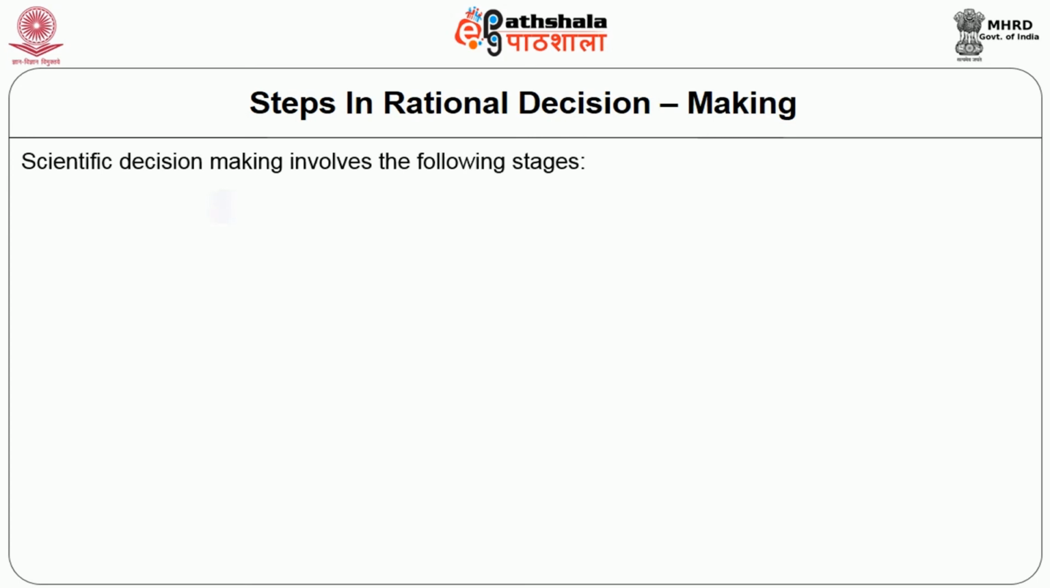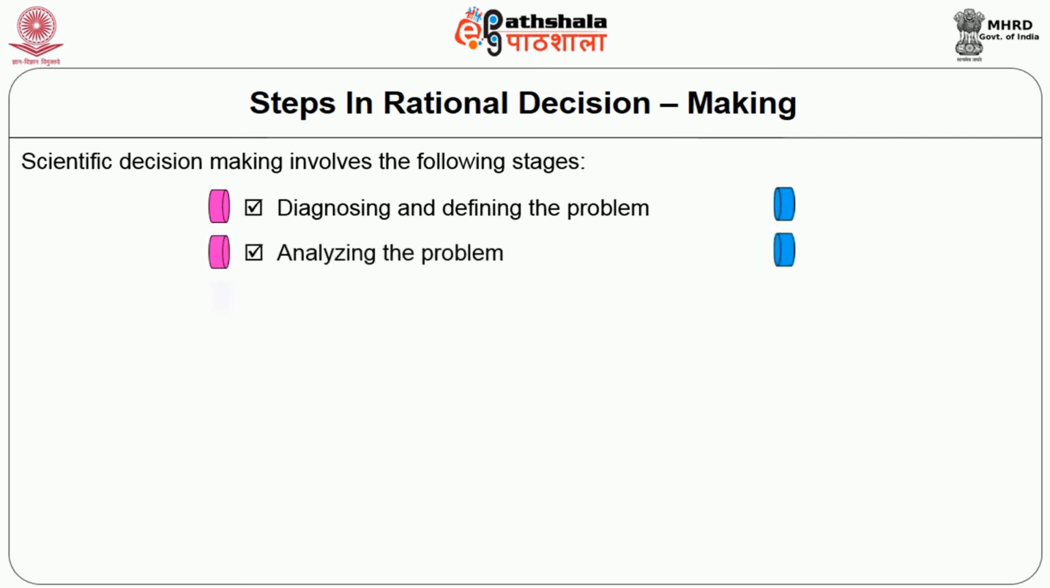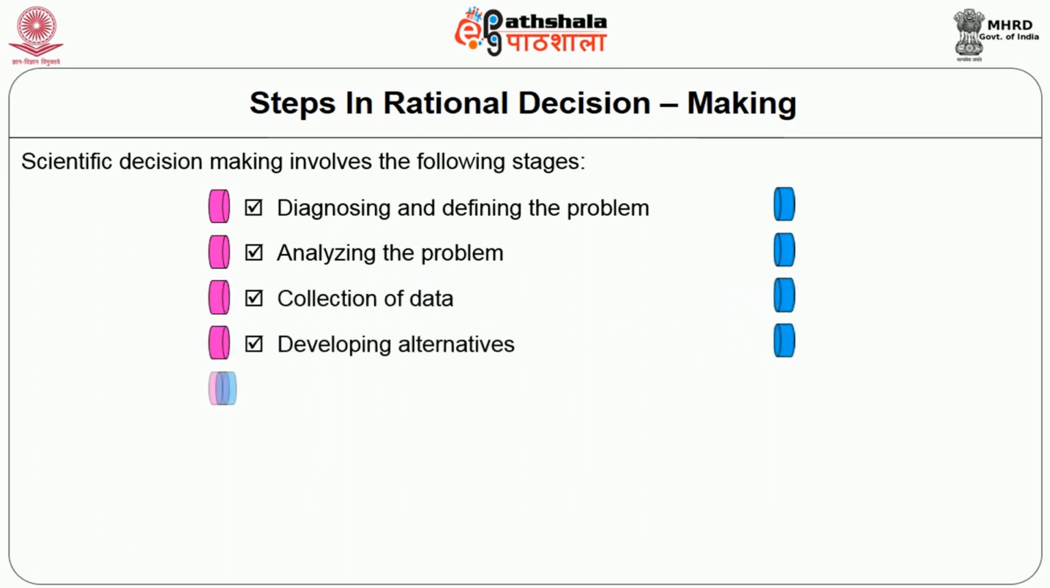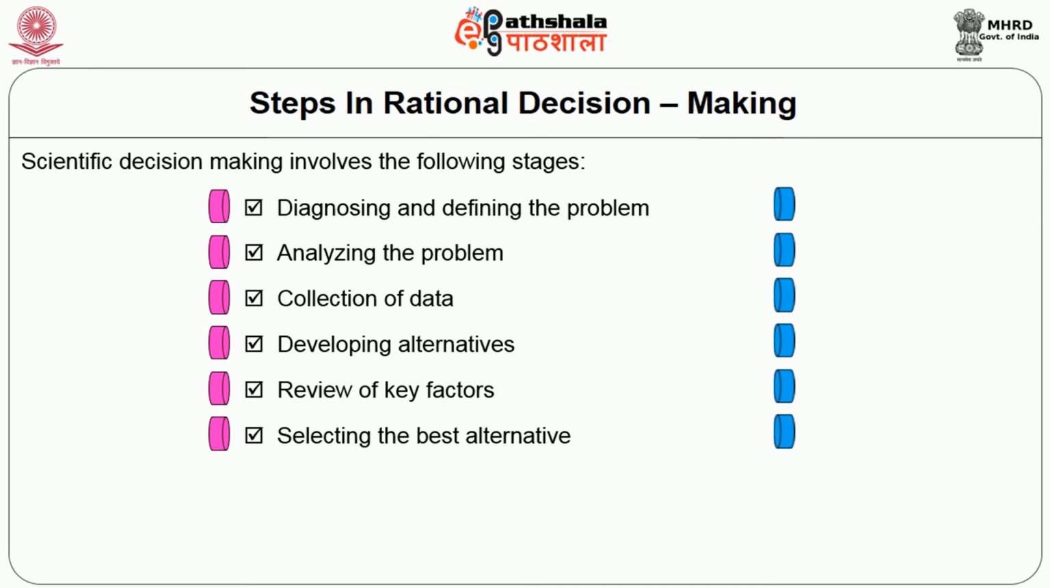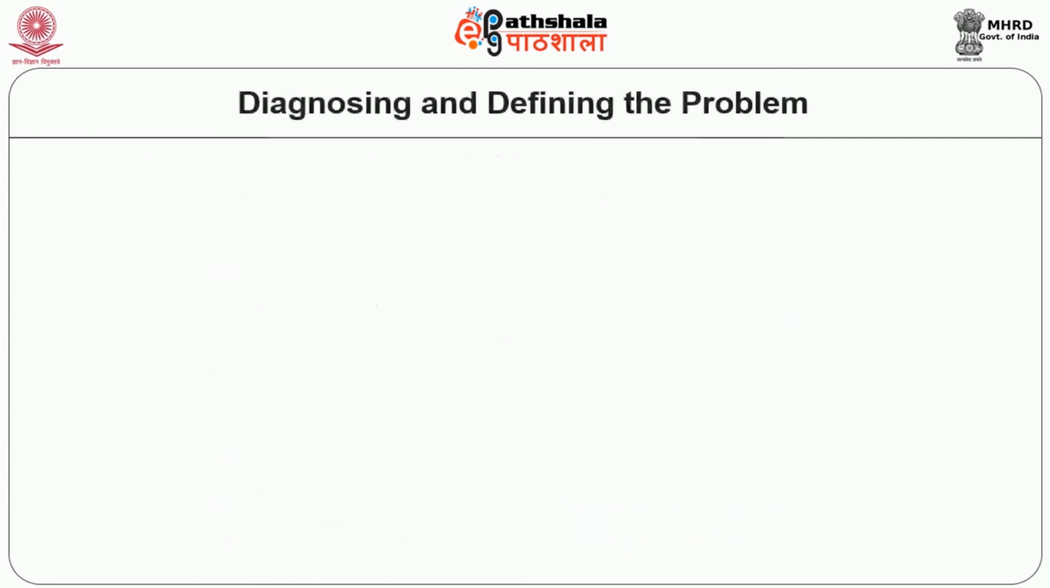The first and foremost one is diagnosing and defining the problem. The second is analyzing the problem. Third is collection of data. Fourth is developing the alternatives. And the fifth is reviewing the key factors. Sixth is selecting the best alternative. Seventh is putting the decision into practice. And finally, the follow-up. Let me go in detail with each and every scientific stage of decision making.